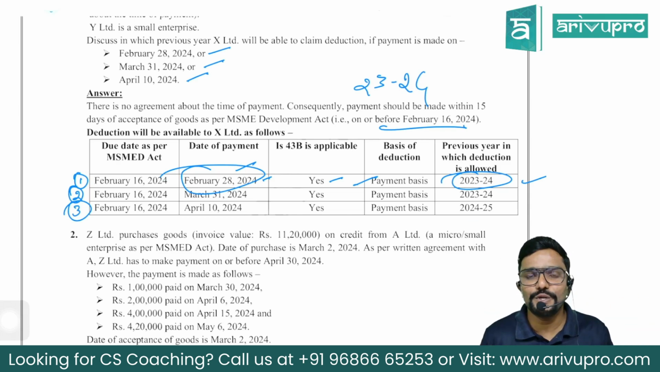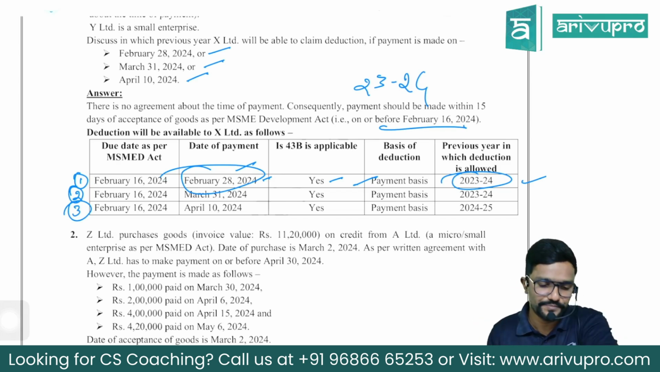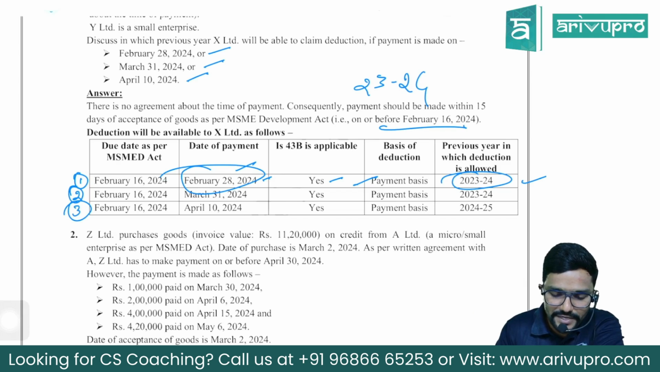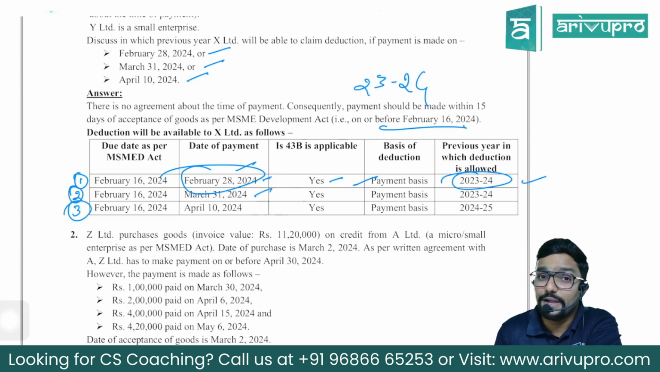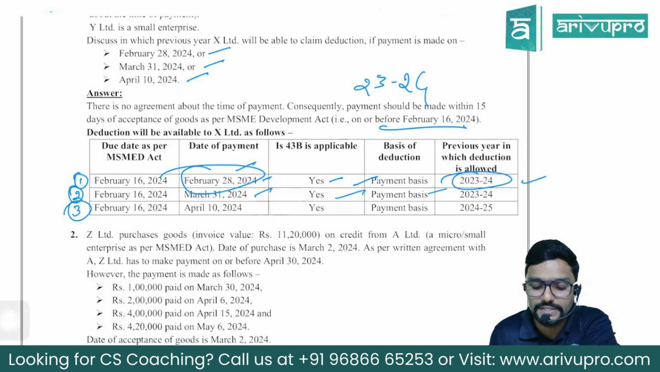Payment is made after due date, but within the end of the previous year. So, can I claim it in the same year? Yes, sir. So next you see, payment is made on 31st March. Have I made the payment within the due date? No, no, no. So section 43B is applicable on? Yes, it is applicable. On what basis it is allowed? Payment basis. Is payment made before 31st March of previous year? Yes. So is it allowed?